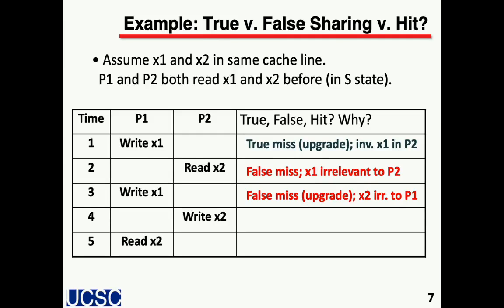OK, but then now in step 3, when P1 does a write, we're going to see something similar, right? P1 has data, but it's in a shared state. It needs to get to the M state. So I'm using, once again, this upgrade in parentheses to imply that it's actually not moving the data. It's just requesting additional permissions, but it's still causing transactions.